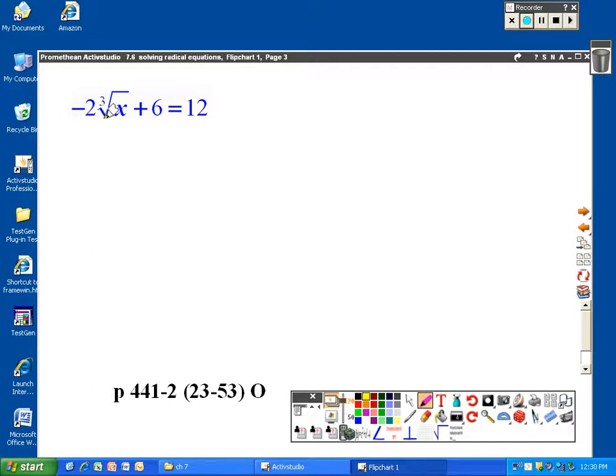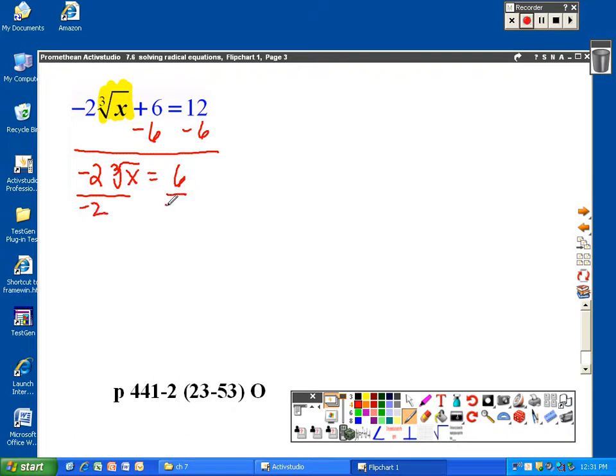My radical is cube root x. So I want to get rid of everything else. So first I would subtract 6. And I have negative 2 cube root x equals 6. Divide by the negative 2. Cube root x equals negative 3. To undo a cube, I must raise it to the third power. So I get x equals negative 3 to the third power. Negative 1, negative 1, negative 1 is a negative. 3 to the third is 27.